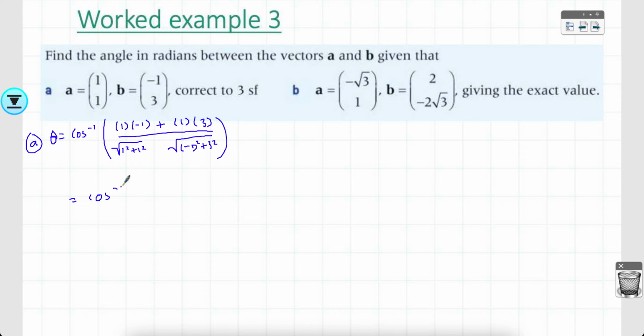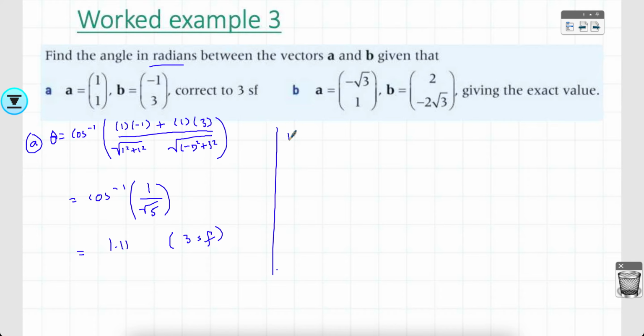Simplifying this, so I'll skip some of the notation, some of the arithmetic. You get 1 over root 5, and then cos inverse of that is 1.11. That's the 3 significant figures. Make sure you're in the correct unit.